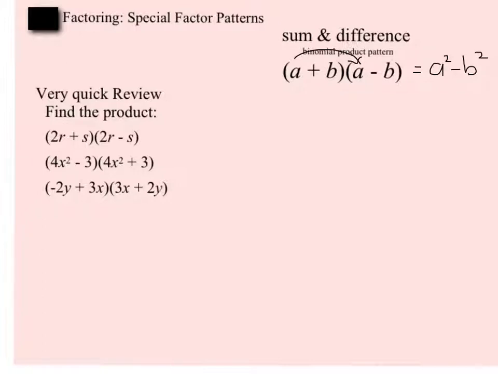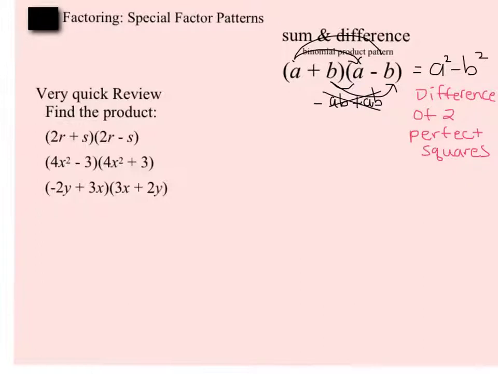A times a is a squared, that's the firsts. The outsides would be a negative AB, and the insides would be a positive AB. Whenever you have the same terms with one sign opposite on one of the terms, this will always happen. You'll always get opposite terms that end up being added together. That always cancels each other out to 0. Then I've got positive b times negative b, which is always going to be negative b squared. So the sum and difference pattern multiplies to what we call the difference of two perfect squares.